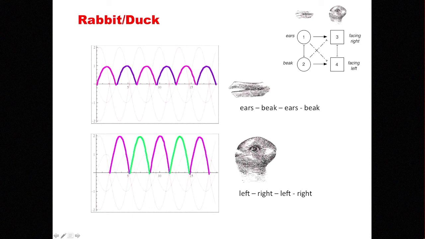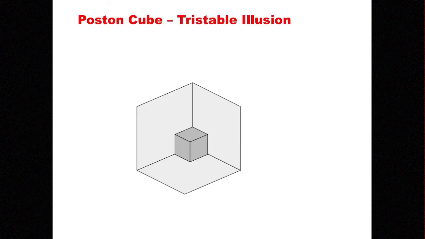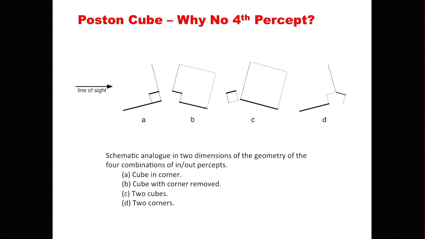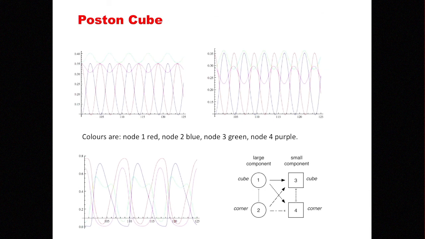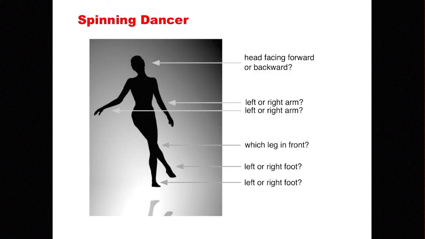So that's kind of a prediction there. And I think I will finish at this point to allow time for questions. There is more. There is a cube with 3 possible interpretations. Let's just look at the spinning dancer again, and I'll finish with a little more analysis of the spinning dancer.